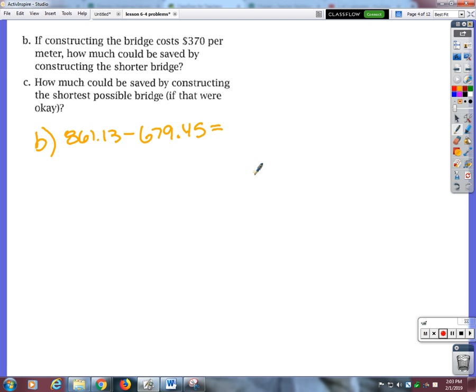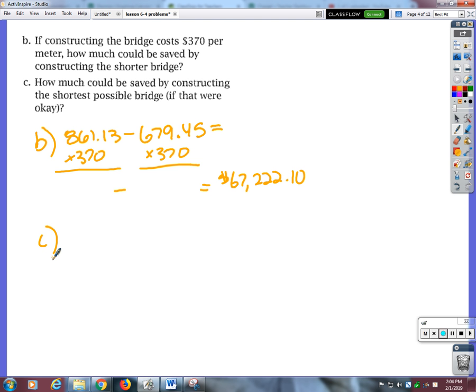What's the answer to how much shorter the bridge is before you multiply? Okay, so you took this and went times 370, took this and went times 370, and then subtracted those. That's fine. As long as you're in the ballpark, you're okay.